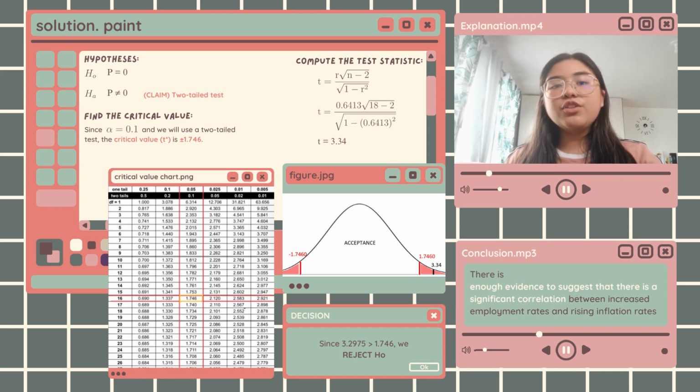Lastly, given all the data that we have found, we can now make a conclusion. And the conclusion that we have is, we have enough evidence to support the claim that there is a significant correlation between increased employment rates and rising inflation rates.